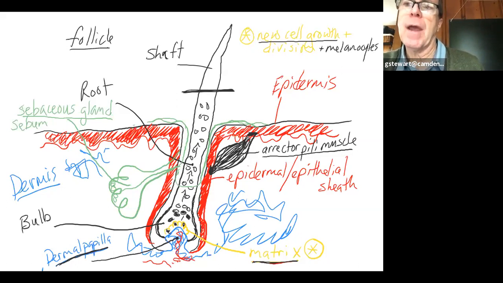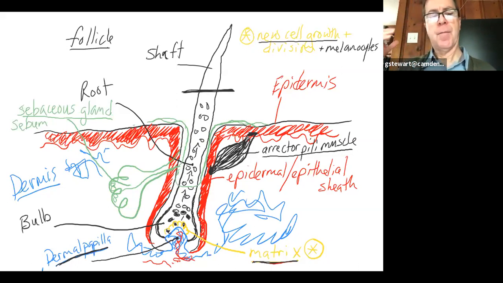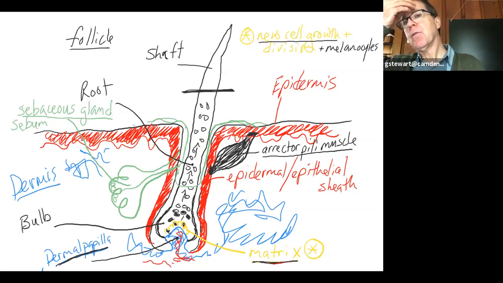When they're frightened or threatened, that gives that animal an appearance of being larger than it really is. So those are the main structures and functions of a hair follicle. And I'm going to ask you questions on the quiz tomorrow about that.